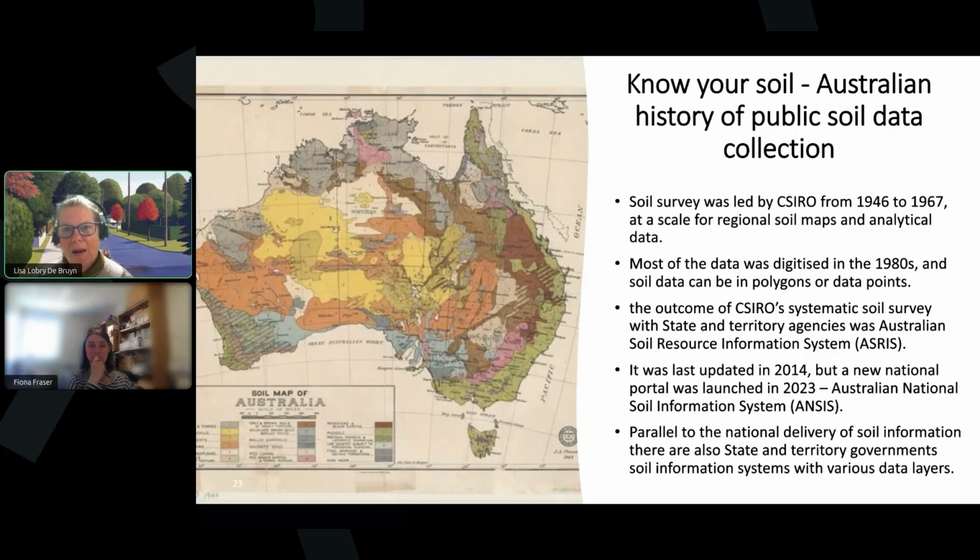Parallel to this national system, several different states and territories gather their own soil data and information in various layers, but they all have very different ways of connecting to it. And in some cases, in some states, that data has been archived and is no longer available to people.